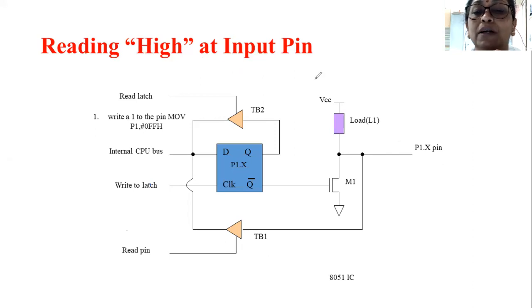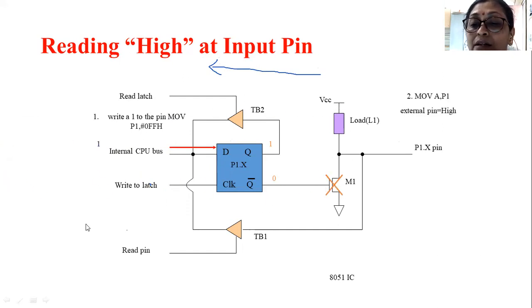For read operation the data transfer direction is in this direction, that is from port pin to the CPU. Now let us see what series of operations are carried out. Okay, so write 1 to the input of the flip flop, then apply a clock pulse. Q will become 1, Q bar will become 0, MOSFET will be turned off. As a result, what will happen? Logic 1 will be present at P1.x pin.